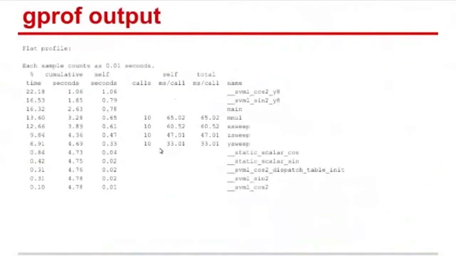And so it looks something like this, and it gives you the percent of time spent in each of the sections. Some of these are system routines, so you can't do anything about those. But here I have 4 routines, mmul, xsweep, ysweep, and zsweep, and it tells you how much time it's spending on each of them. And as you optimize your code, you can see how much improvement you get.